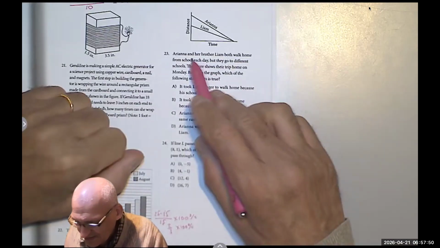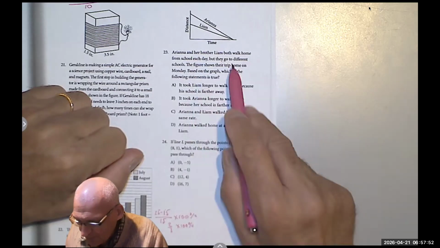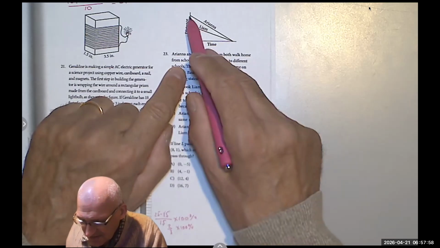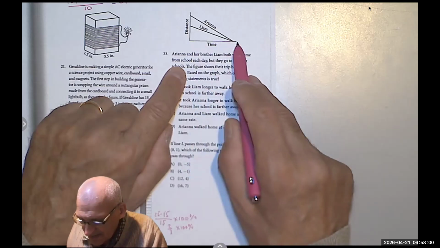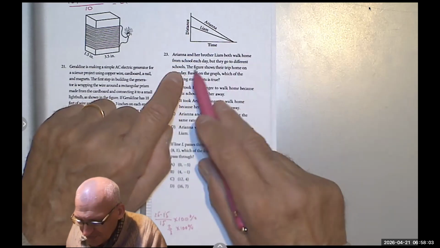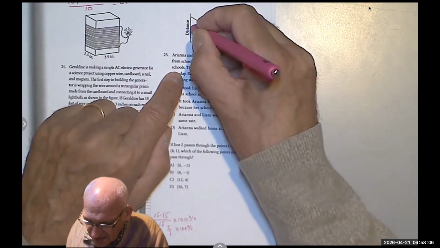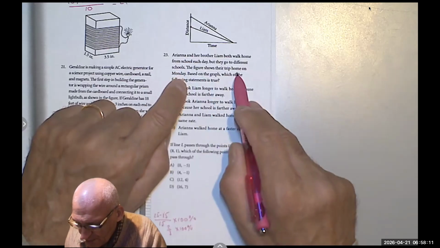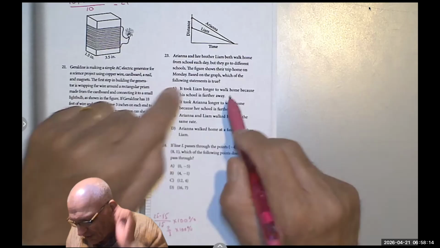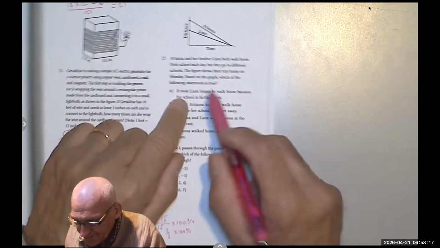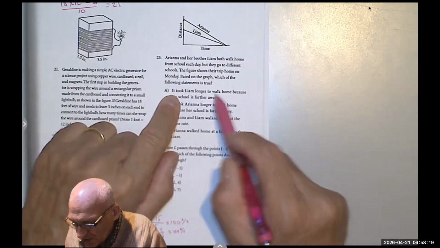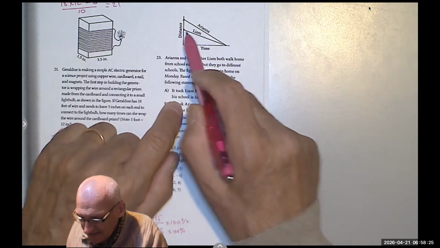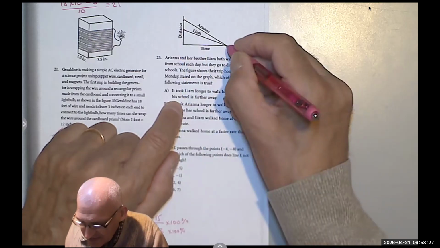Okay, Ariana and her brother Liam both walk home from school each day. So they give you the distance and the time. But they go to different schools. Liam's school is here, Ariana's school is there. The figure shows their trip home on Monday. Based on the graph, which of the following statements is true? It took Liam longer to walk home because his school is farther away. First of all, it's closer, and he didn't arrive earlier. They arrived at the same time.